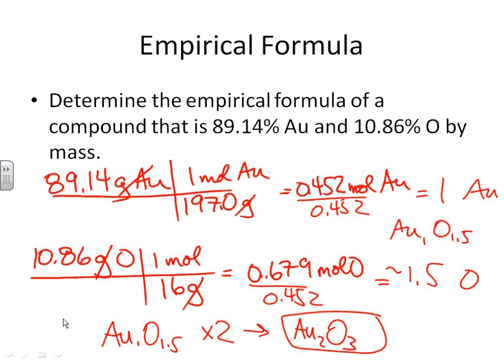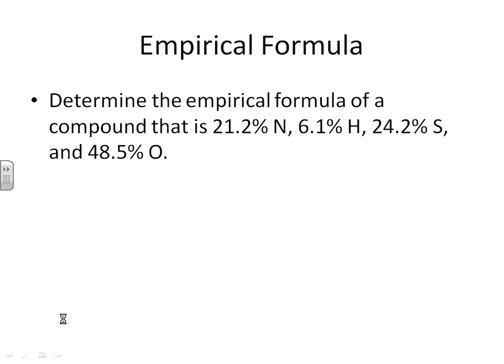So again, we got moles of each. We got the 0.452 moles of the gold, 0.679 moles of the oxygen. This is a molar ratio, but it's not a very nice one. The way we make it into a nicer one is dividing by the lower number of moles. And then it's at that point that we can start approximating and then start turning it into something that is a bit of a nicer number.